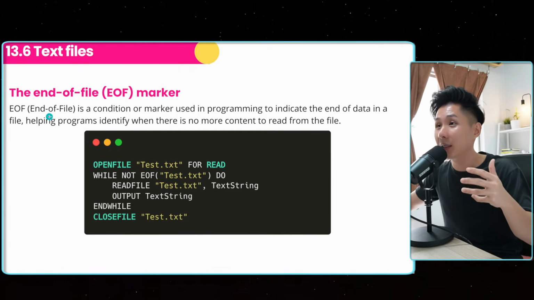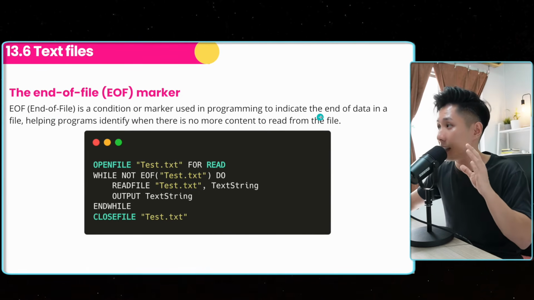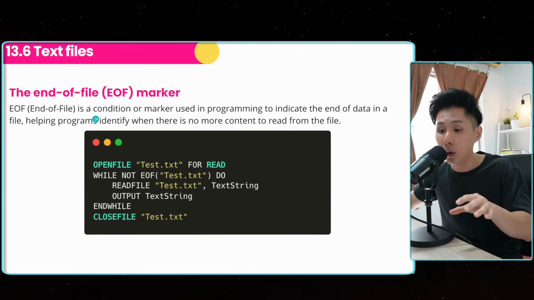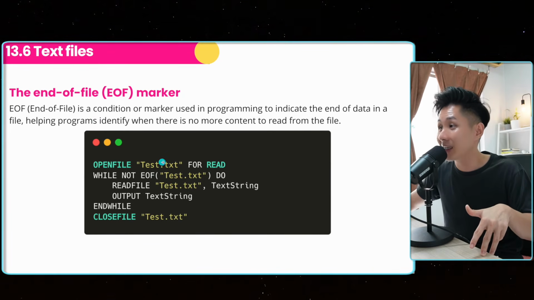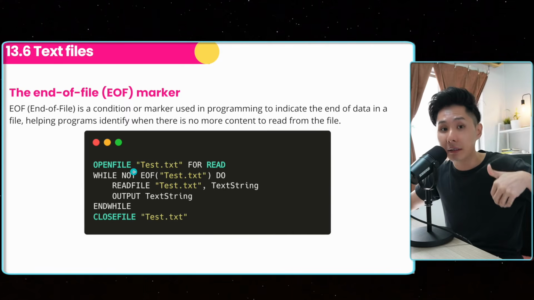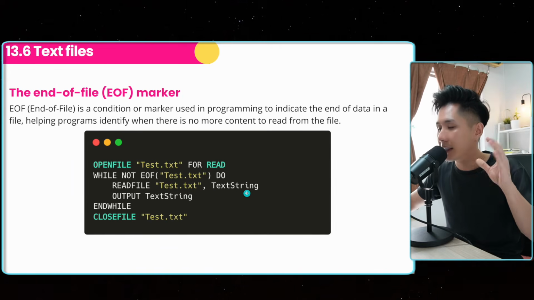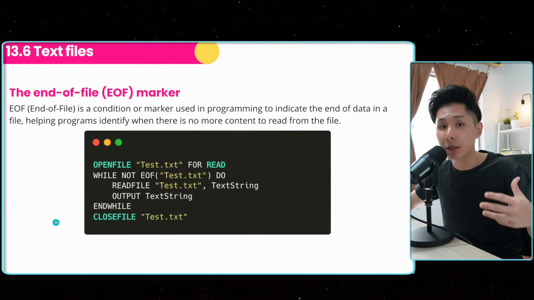And lastly, you need to know what is the end of file marker. It is a condition or marker used in programming to indicate the end of data in a file. So this indication will help the program to know when to stop reading files. So let's say I'm opening a file called test.txt for reading, while not EOF, so this is a function, means that if I haven't reached the end of the file yet, I'm going to read out the line in the txt file and I'll output the text file. And at the end of the day, I will just close the file after finish reading everything.